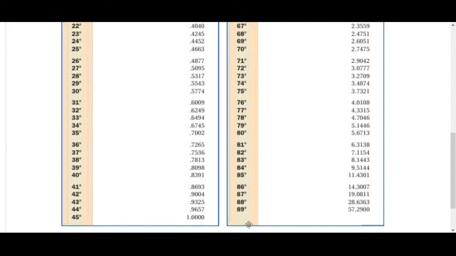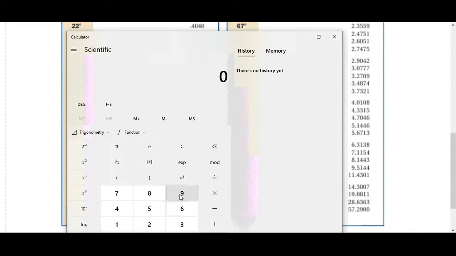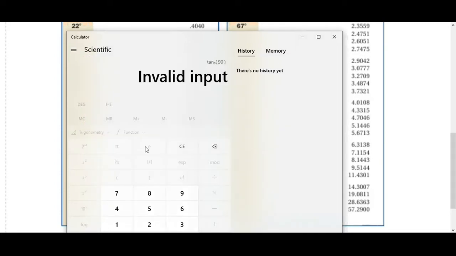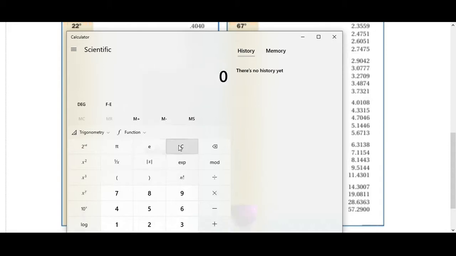Now, when you put in tan 90, a strange thing happens. If I do it in the calculator here, if I put 90 and hit tan, it says invalid input. You can't actually get an answer to it. If you try it in your calculator, there'll be an error. So you can't actually do tan 90. But you can definitely do tan 91. I'll try that. Well, that's given me an answer.